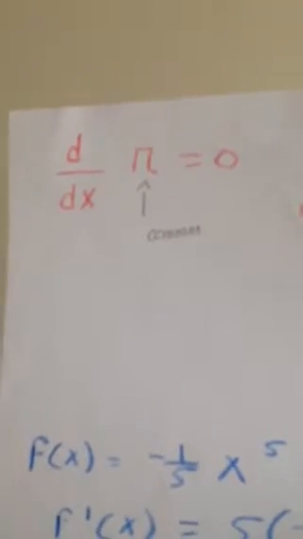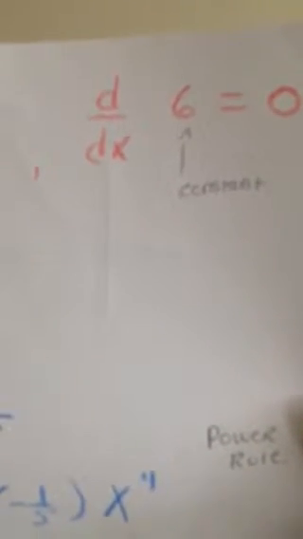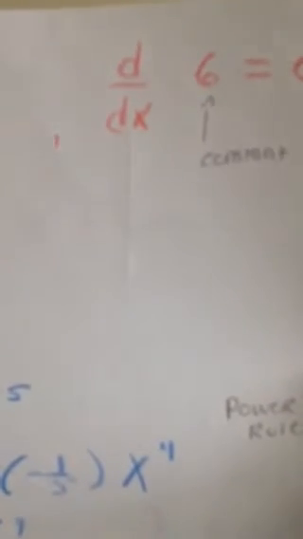Derivative of a constant. When we think about the derivative of a constant, it is always equal to 0. So going over here, the derivative of pi equals 0. Pi is a constant. The derivative of 6 equals 0. 6 is a constant. If it was the derivative of 1, it will still equal 0. The derivative of 10 will still equal 0.